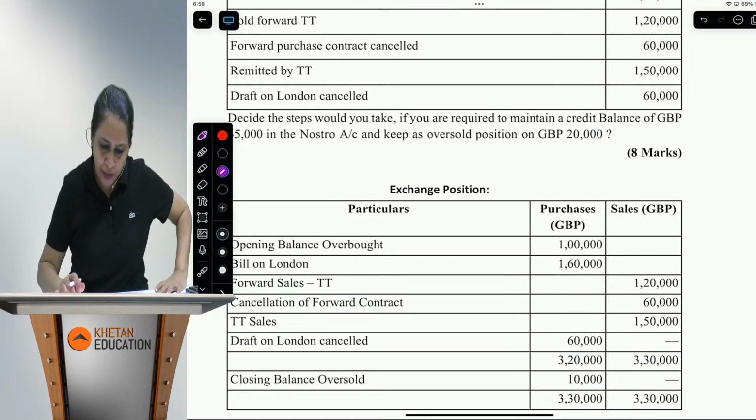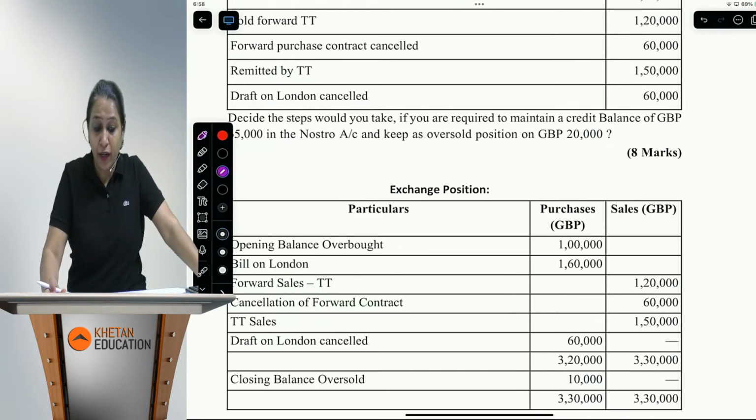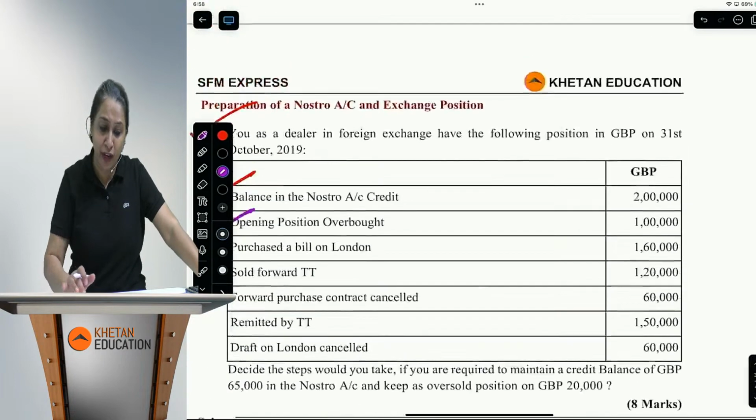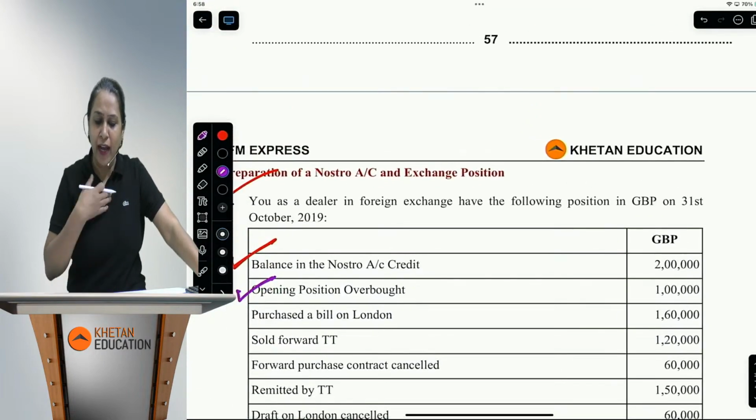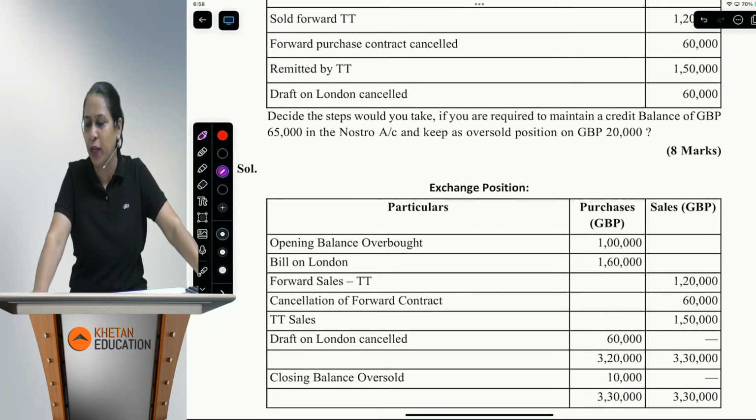Okay. So now draft on London cancelled. This also I cannot. Draft on London. Please think and tell me. Draft on London is what? DD sale or DD purchase? Please tell me. Draft on where? You, as I am an Indian. Okay, draft on London is what? DD sale or DD purchase? Please tell me.